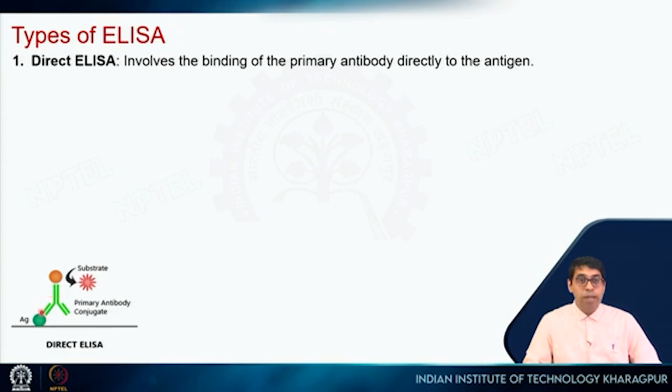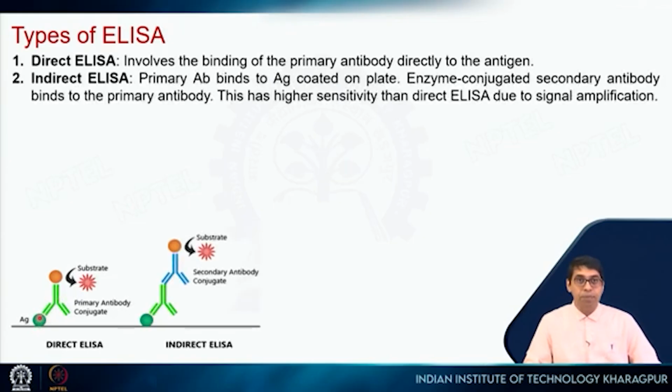So, once this binding happens, then you have to of course wash off so that any non-specific interaction is gone, and then you pass the substrate. So, this substrate will get converted to product. There will be some color change which you can detect. So, this is direct ELISA because your antibody is directly binding to the antigen.